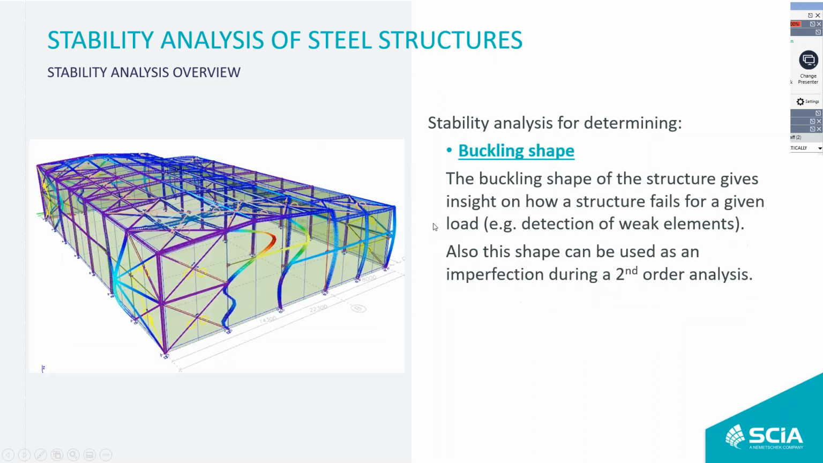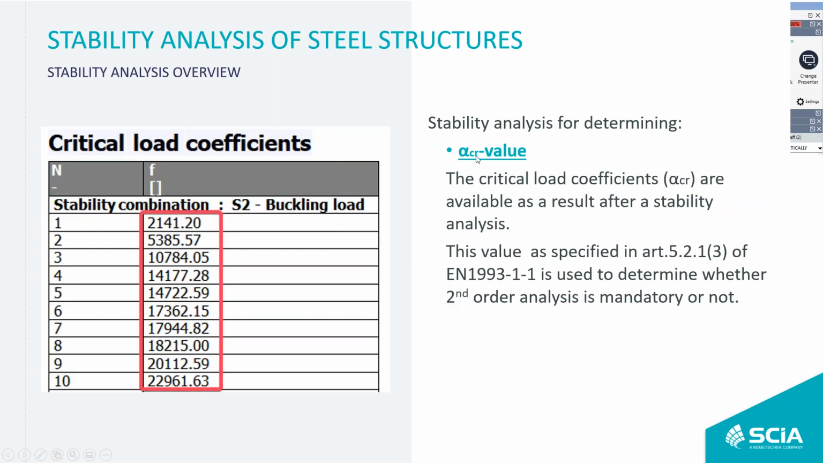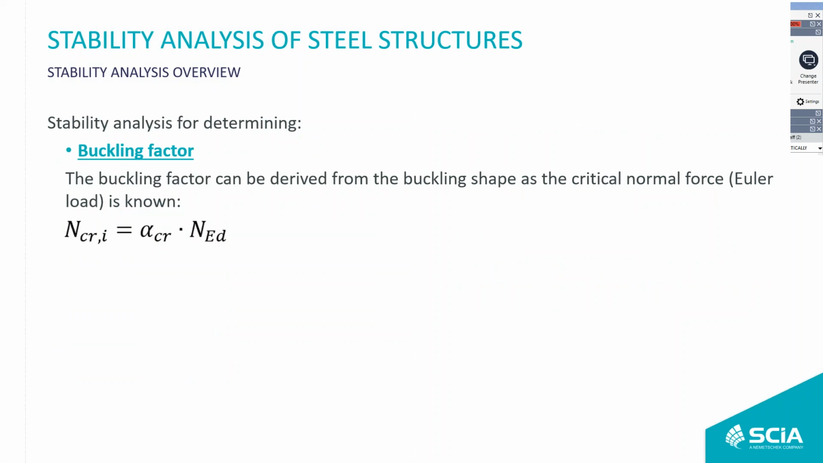So besides the buckling shape, we also obtain the alpha critical value, which is basically also step one of your second order analysis. Are we obliged or not obliged to do a second order analysis? Well, in order to know that, you'll need to do a stability analysis. And the third one is, once you know that alpha critical value, it's nothing more than multiplying it with the normal force in your member to obtain your N critical, your critical Euler load.